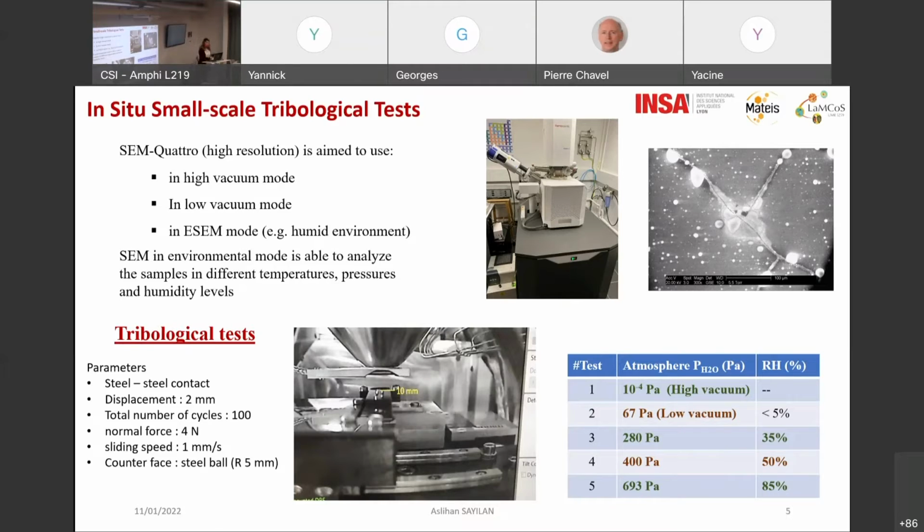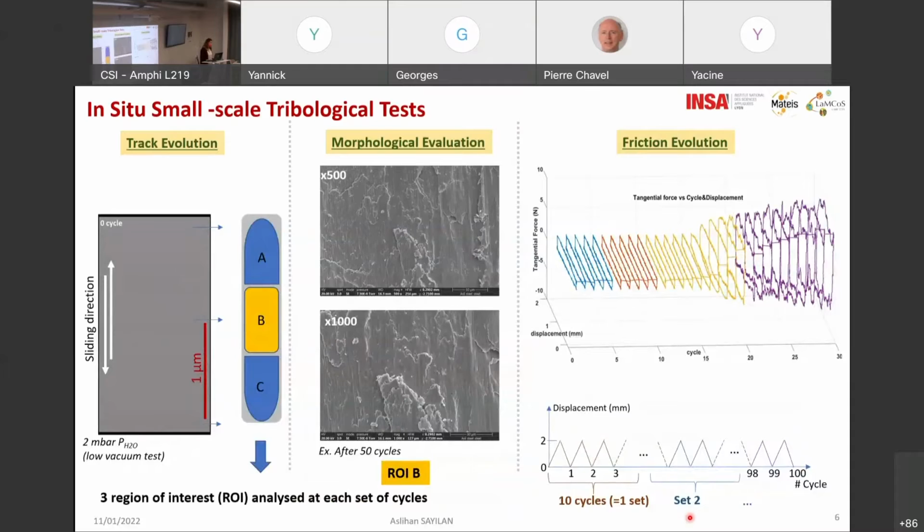We modified the humidity inside the chamber, and we had a steel-steel contact along a 2 millimeter wear track. We applied 100 cycles, and we used a steel ball as the counterface. So we modified the humidity of the chamber starting from the high vacuum to low vacuum, and different relative humidities with 35, 50, and 85%, just by changing the atmospheric pressure of the chamber and keeping the temperature constant. And we are able to evaluate the wear track after every single cycle, and to evaluate the morphology of the wear track in 3 different zones.